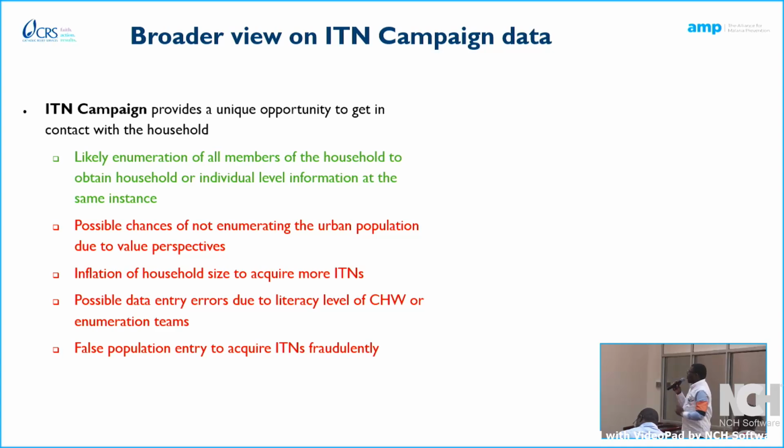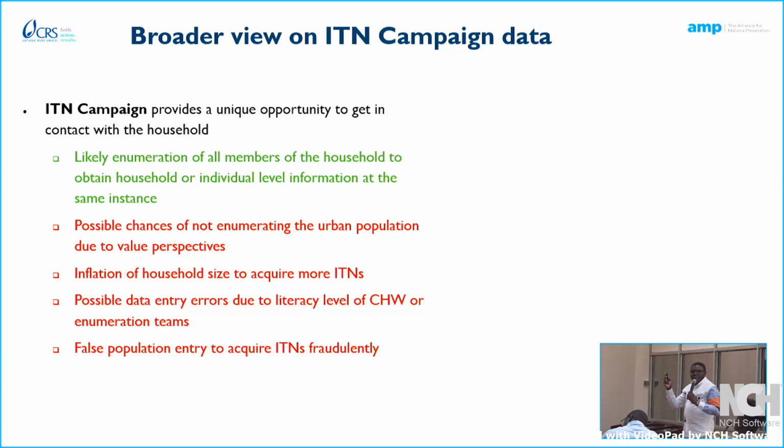Second, we have the issues of inflated household sizes and all. And then third, we still have things like population data entry errors, in as much as we have validation rules within our application and so on, but we still have these errors. And false population entry to acquire more nets. And this is mostly on the side of the community health workers, they have the devices and they also have the vouchers. So they can decide to add as many households and keep the vouchers and use them to access these nets.